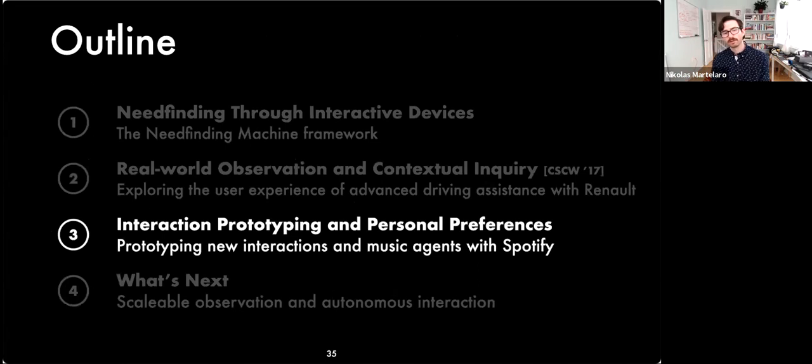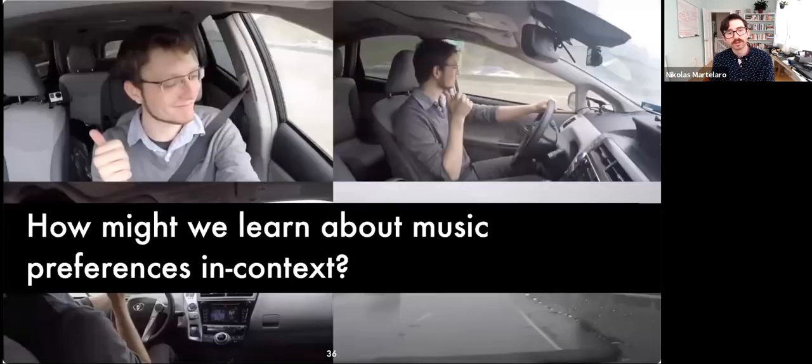So now I want to talk a little bit about moving forward from contextual inquiry and working with known systems where you're not manipulating anything, to working with systems where you're interactively prototyping and changing things on the fly. This is some work I did with Spotify, where we were interested in understanding music preferences in context, in this case in the car and in the home, and thinking about new speech-based interactions that the team at Spotify might want to explore in how you would interact with your music.